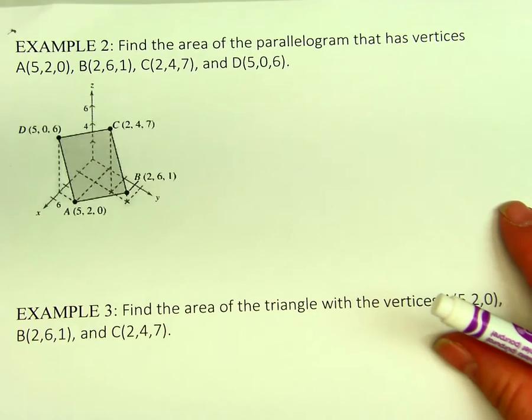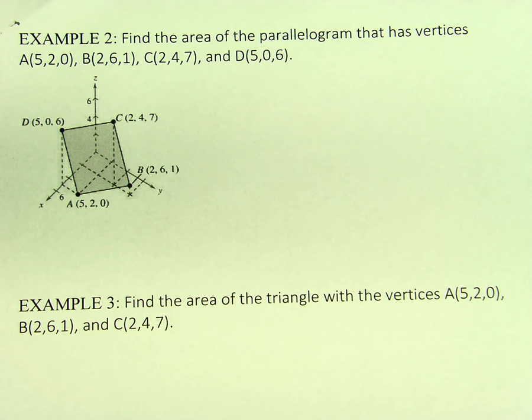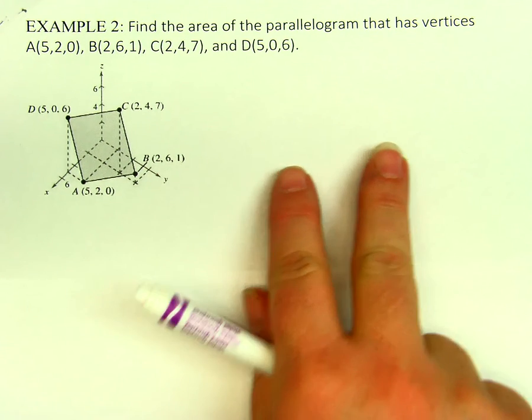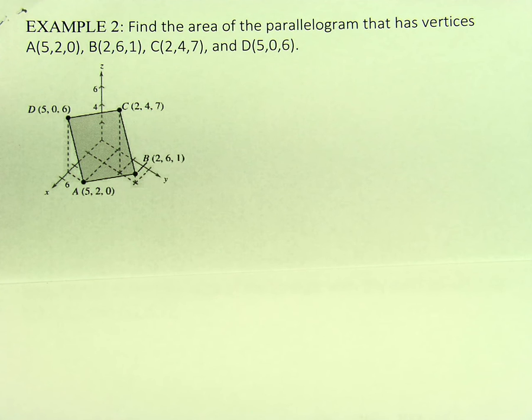All right, so here's our first example. We're going to find the area of this parallelogram. It has those given vertices, 5, 2, 0, 2, 6, 1, 2, 4, 7, and 5, 0, 6. And here's a picture of it. So we're going to write them first as vectors.